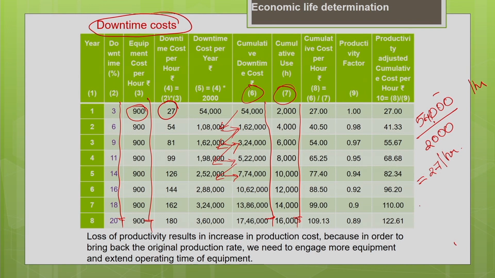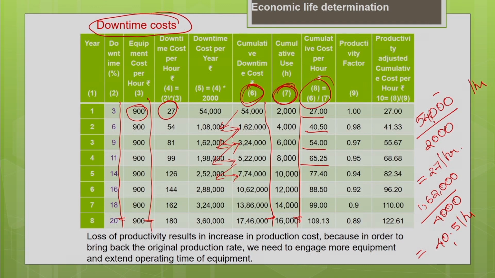Similarly, for the second year, it is 1,62,000 divided by 4,000, because for the second year the usage is 4,000. So, now the cumulative cost per hour is 40.5 rupees per hour. Like that you calculate these values for all the years. We are just going to divide the 6th column by the 7th column value. You will get the cumulative cost per hour.